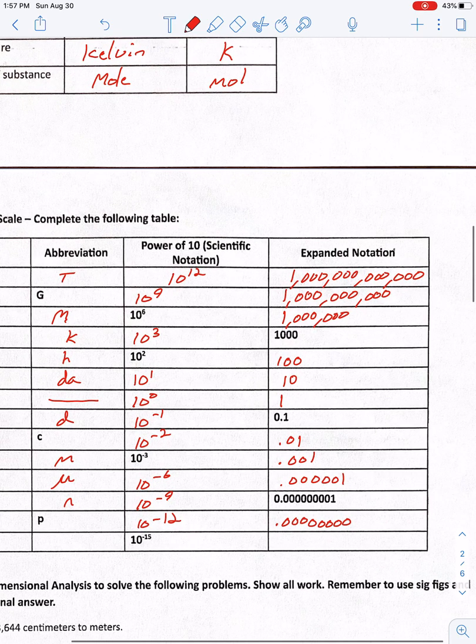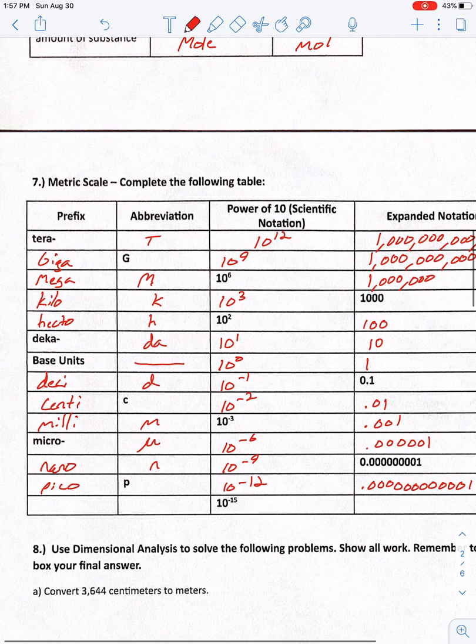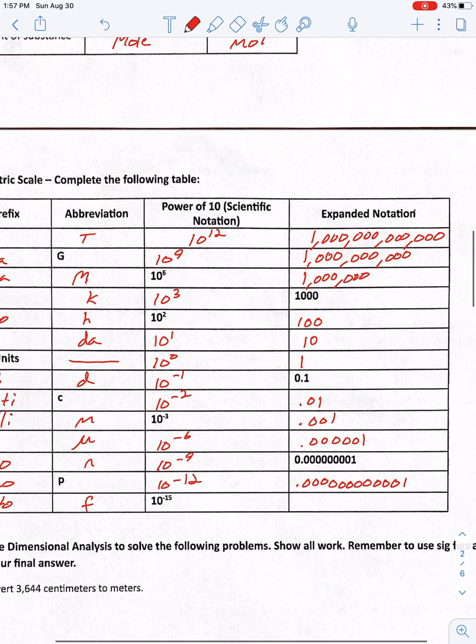So we need 11 of them, because now you can see why we do scientific, because this starts to get tedious. So 1, 2, 3, 4, 5, 6, 7, 8, 9, 10, 11, and boom, 1. Next one is going to be femto. That's a lowercase f, and that's 10 to the negative 15. So here we go. We're going to have 14 zeros. So 1, 2, 3, 4, 5, 6, 7, 8, 9, 10, 11, 12, 13, 14, and then 1.